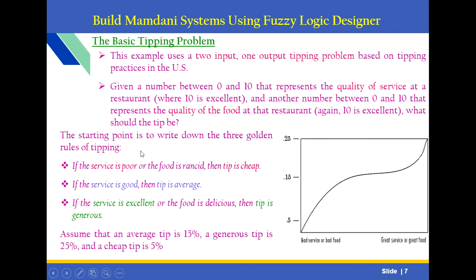The starting point is to write down the 3 golden rules of tipping. What are the 3 golden rules? If the service is poor or the food is rancid, then tip is cheap. You assign that tip is cheap. If the service is good, then tip is average. If the service is excellent or the food is delicious, then tip is generous. Assume that an average tip is 15, a generous tip is 25 and a cheap tip is 5. This is a general pattern.